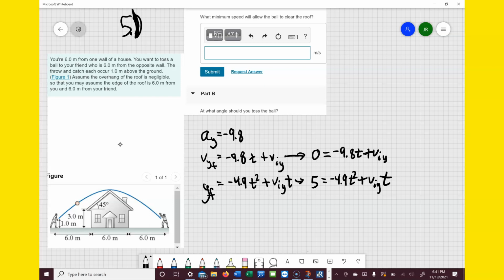Alright, so I've got a little system of equations here. I've got t, and I've got VIY, and those are the same in each of these equations. The moment it reaches 5 is the moment the velocity is 0, so the time is going to be the same in each of these equations, and the initial velocity is the same too. So I should be able, in theory, to solve this system of equations. I'm going to solve for VIY here. VIY is equal to 9.8 t. All I did was get VIY by itself by moving 9.8 t over. And then I can substitute that into the VIY in the other equation. So that gives me 5 equals negative 4.9 t squared plus 9.8 t times t.